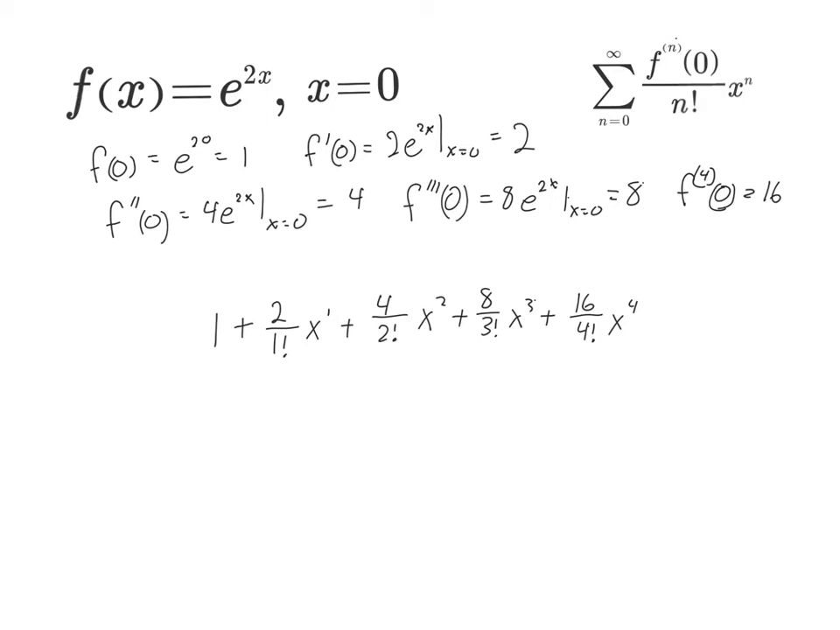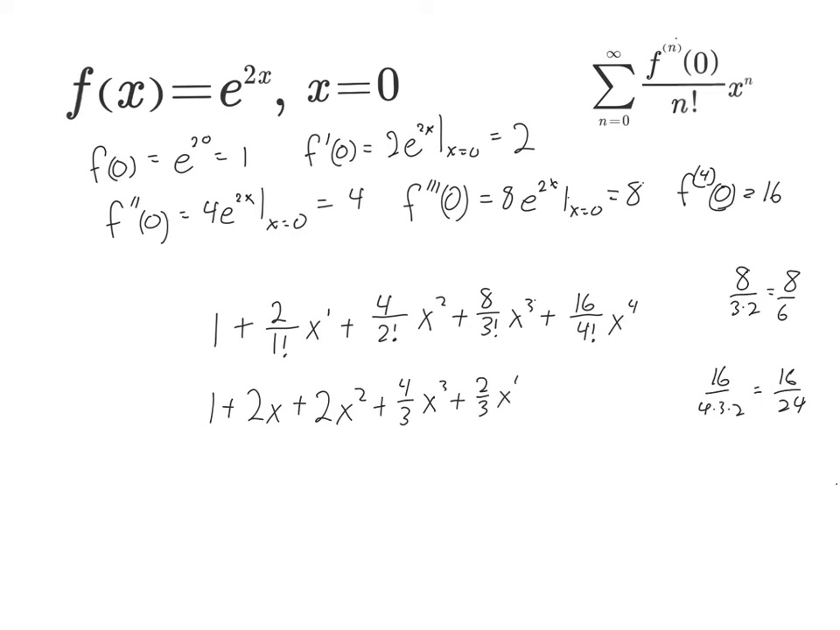Now to simplify it, we need to do 1 plus 2x plus, now 2 factorial is 2 because that's 2 times 1, so it's going to be 4 over 2, which is 2, x squared, plus now 3 factorial is going to be 3 times 2, which is going to be 6, and that's going to become 4/3 x cubed, plus now 16 over 4 factorial is 4 times 3 times 2, which is 6 times 4, which is going to be 24. So this is going to be 16 over 24. And if I reduce that, that's going to become 2/3. So we end up getting 2/3 x to the 4th. Now, this right here is what they're asking for.